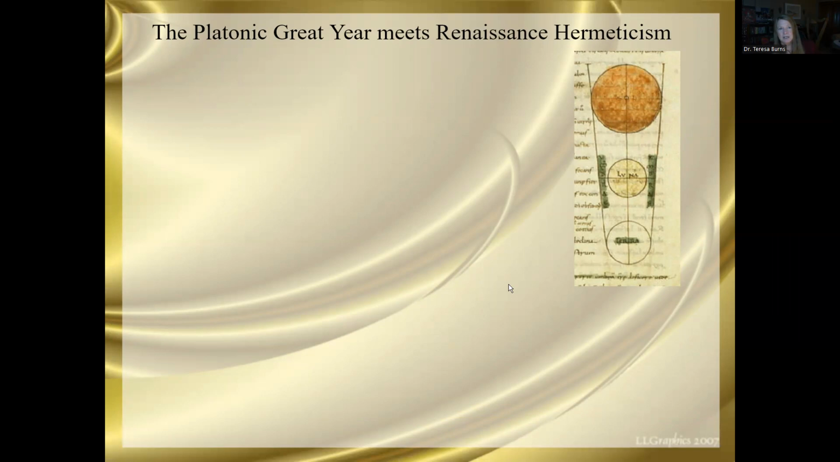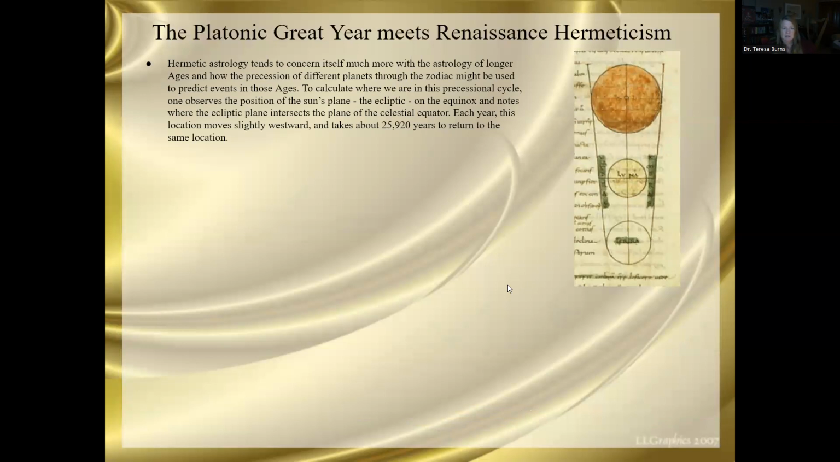Now, what happens when ideas of a great year meet Renaissance Hermeticism? You have Hermetic astrology. Hermetic astrology tends to concern itself with the astrology of long world ages and the precession of different planets through the zodiac and how it might be used to predict things. So you do that by observing the position of the sun's plane, the ecliptic, on the equinox, so the first point of Aries. Remember, we had a theorem on the equinox here, and note where the ecliptic plane intersects the plane of the celestial equator. You can find wonderful animations of that online if you want.